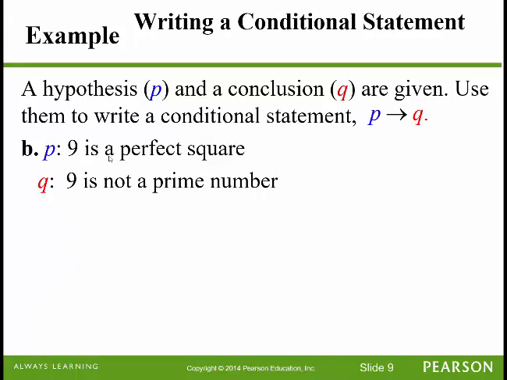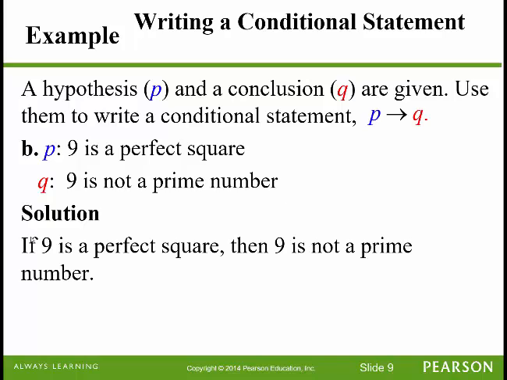Another one, the hypothesis, 9 is a perfect square. The conclusion, 9 is not a prime number. All right, so let's write it as a conditional statement. So if the hypothesis, 9 is a perfect square, then the conclusion, 9 is not a prime number.